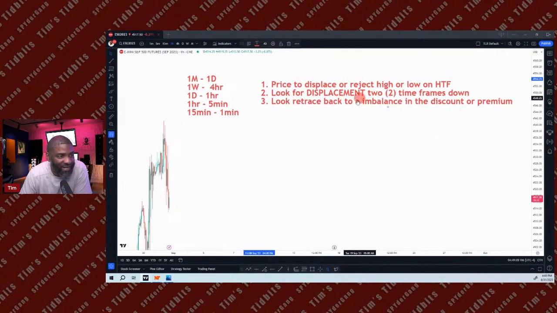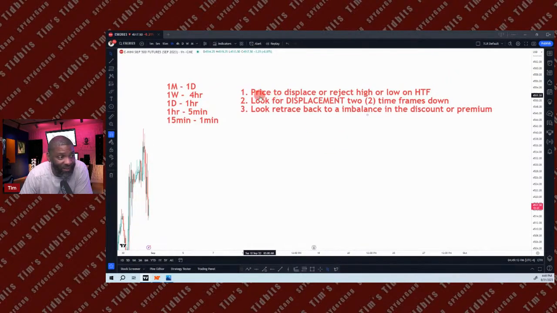So that's it right there, man. That's it in a nutshell. You want to see price displace or reject a high or low on whatever your higher time frame is. Then on your higher time frame, when you see that, what I like to do, when I'm looking at it, is wait till the candle closes.